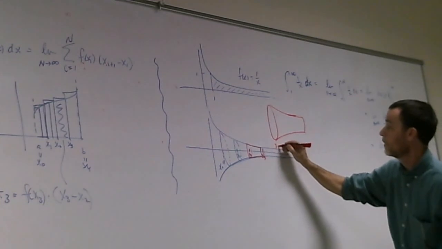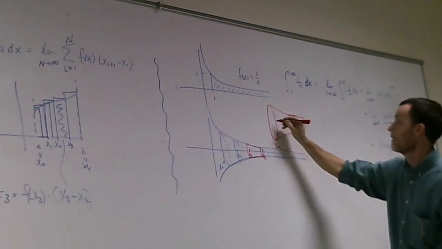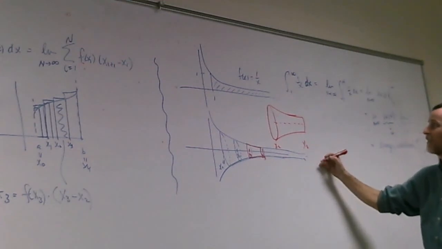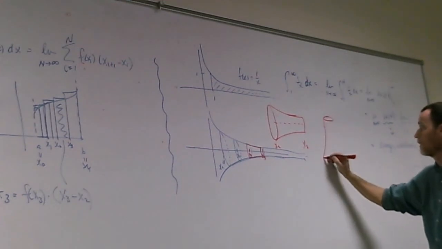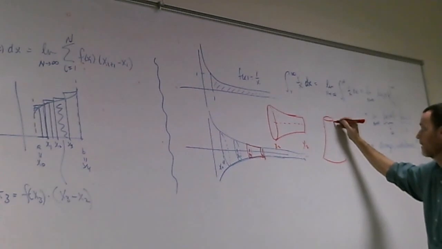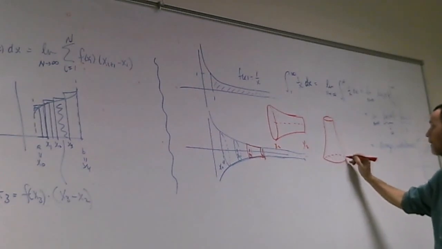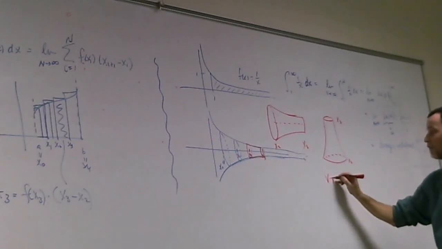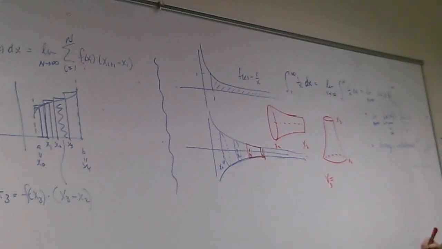From x2 to x3, that's the width. So if I want to find out the volume of this cylinder, turn it on its side, x2 to x3. What's the volume of that cylinder, that one piece? It's the volume of a cylinder.